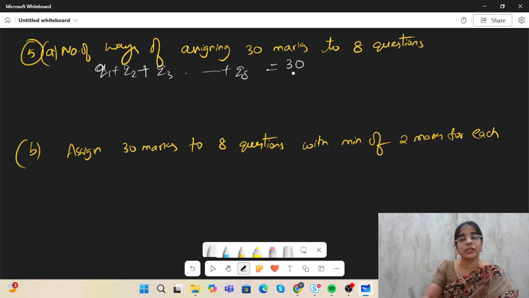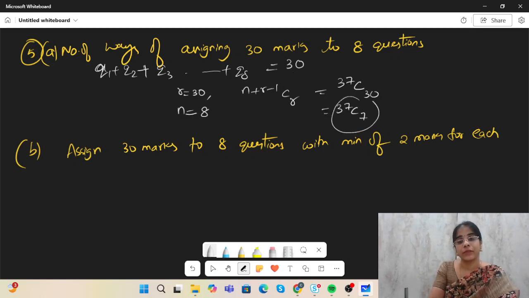So my RHS, or right hand side, is 30, which I will consider R to be 30. N is how much? How many questions do I have to distribute that to? 8 questions. So N is 8. Apply multinomial N plus R minus 1 CR, which is 30 plus 8, which is 38 minus 1, that is 37 CR, that is 30. Which is the same as writing 37 C7, because NCR is NC(N minus R).